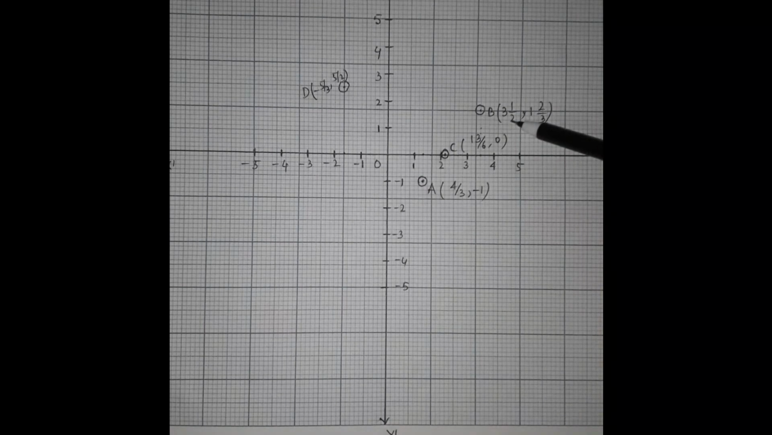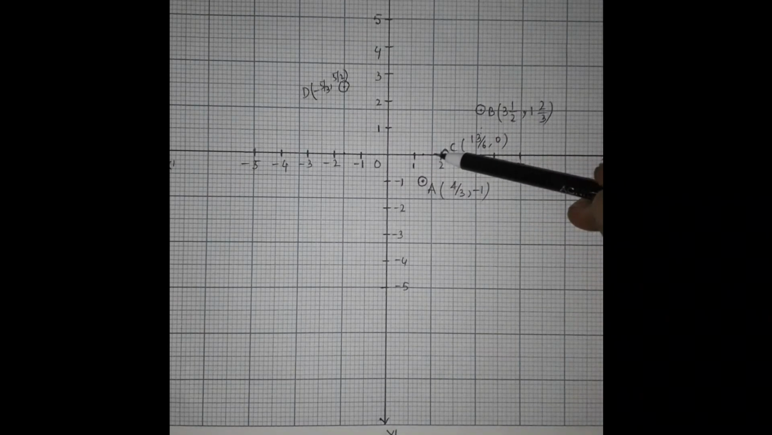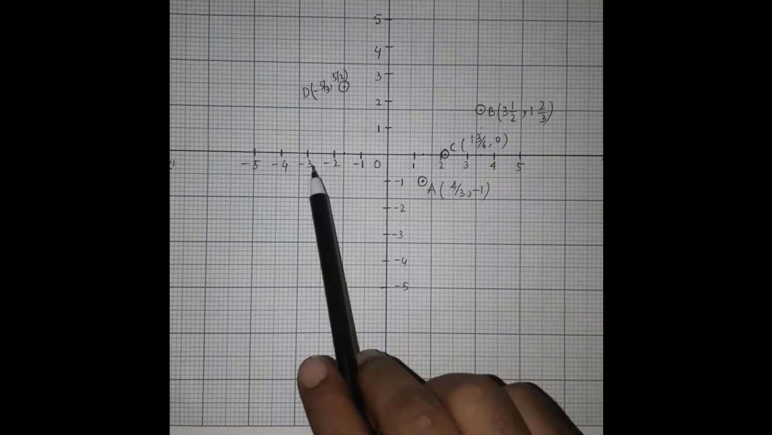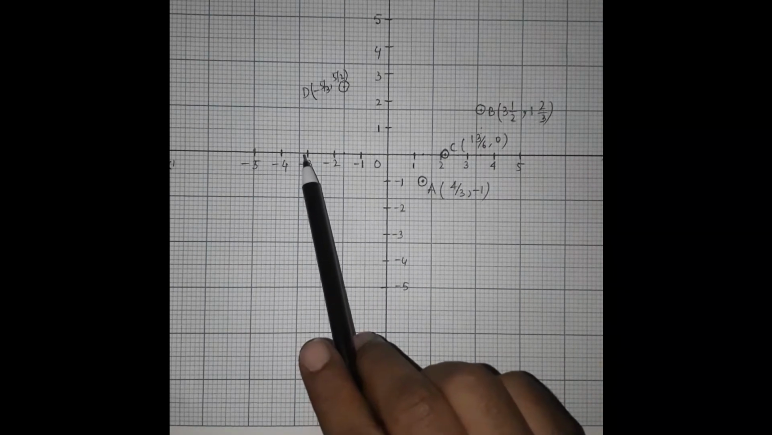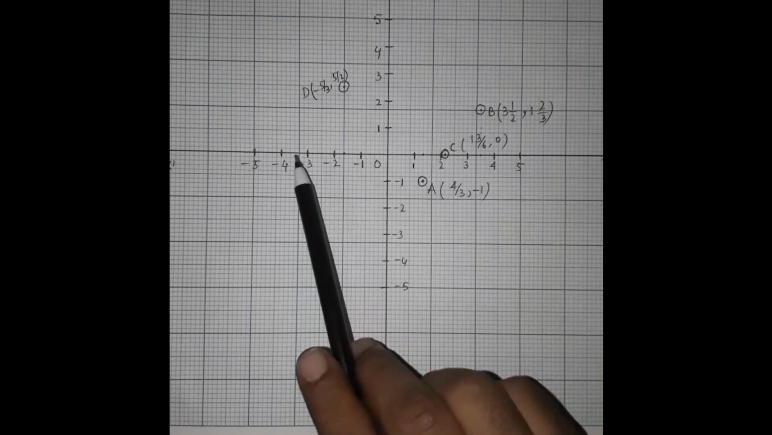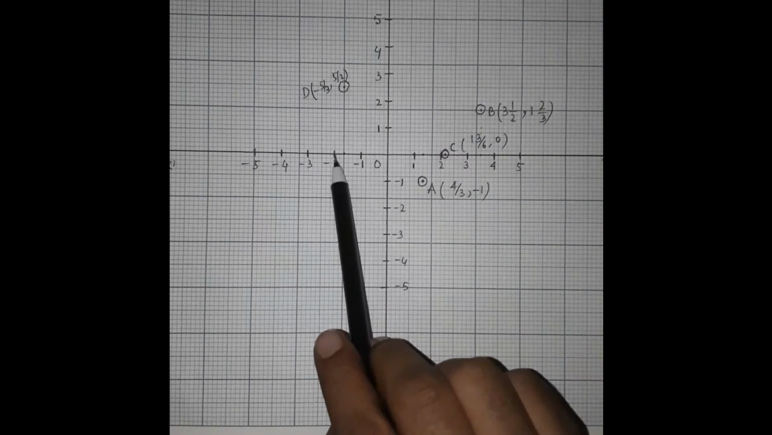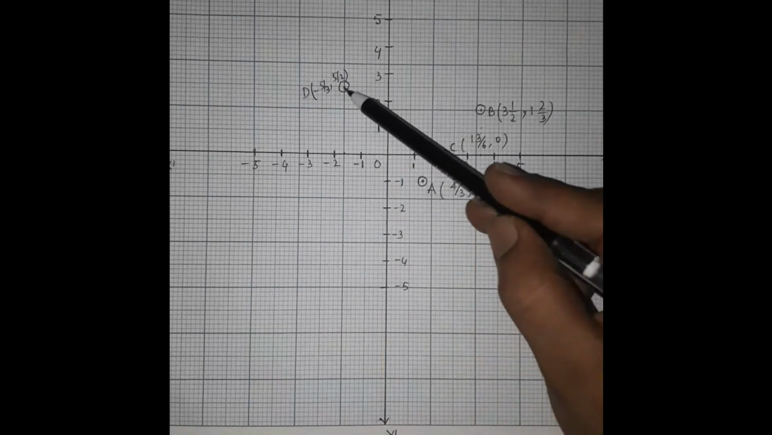Similarly, C is equal to (13/6, 0), which is equivalent to (13, 0). So this is 10, 11, 12, 13, (13, 0). So this is C, (13/6, 0). And the last point is D, which is equal to (-5/3, 5/2), which is equivalent to (-10, 15). So this is minus 10 and this is 15.